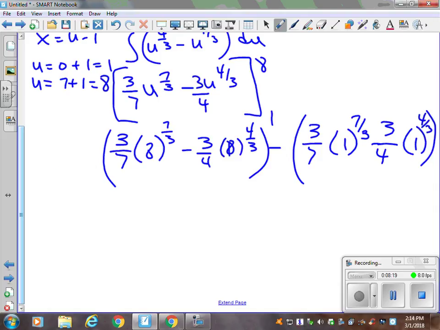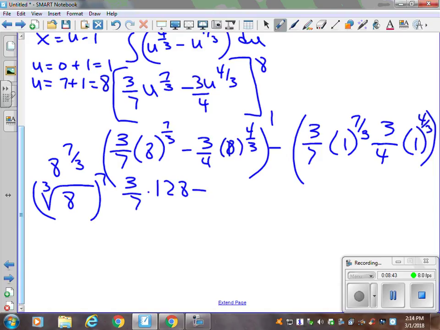Let's talk about that 8 to the 7/3. That's the same thing as the cube root of 8 to the 7th power. So the cube root of 8 is 2. 2 to the 7th. 2 times 2 is 4 times 2 is 8. 2 times 8 is 16, 32, 64, 128. So 3/7 times 128 minus.